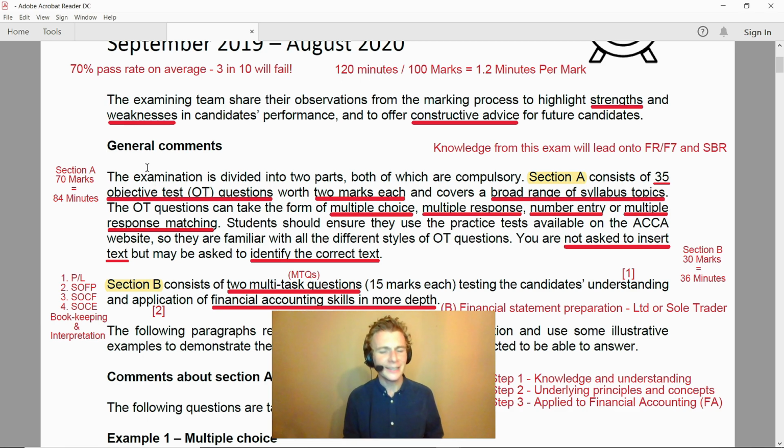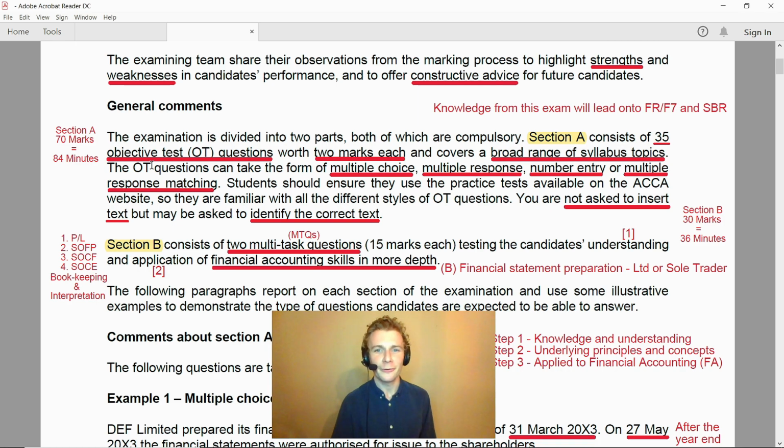constructive advice. In other words, wasn't very good. We're not going to tell you it wasn't very good, but either way, we're going to point it out for you so that we can go through it.